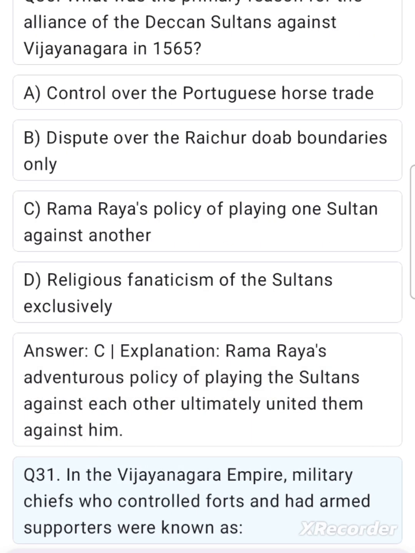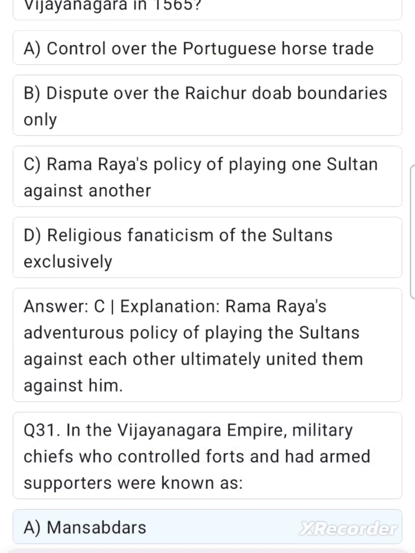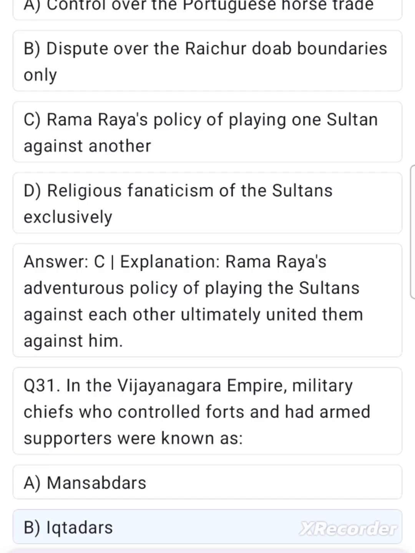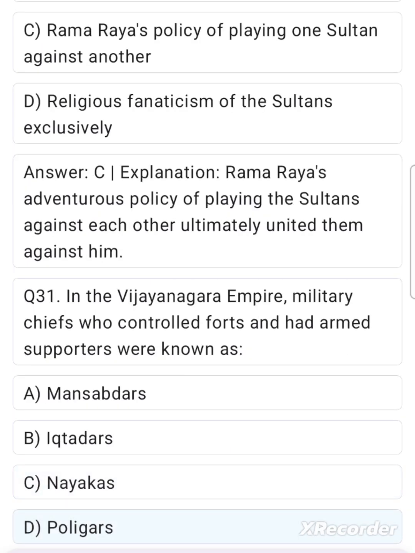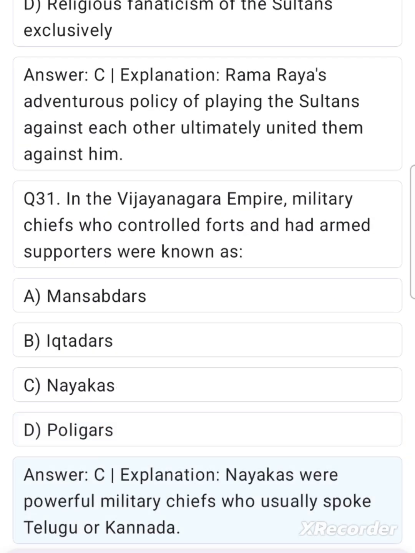Q31. In the Vijayanagara Empire, military chiefs who controlled forts and had armed supporters were known as A. Mansabdars. B. Iktadars. C. Nayaka. D. Poligars. Answer. C. Explanation. Nayaka were powerful military chiefs who usually spoke Telugu or Kannada.